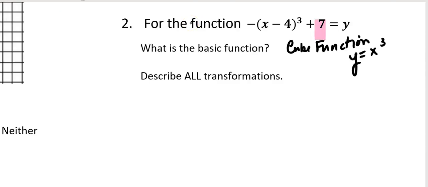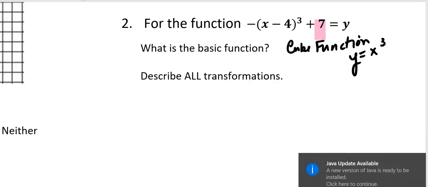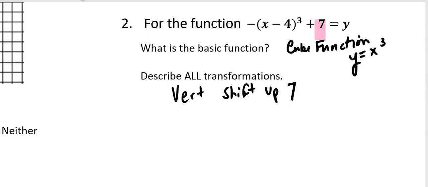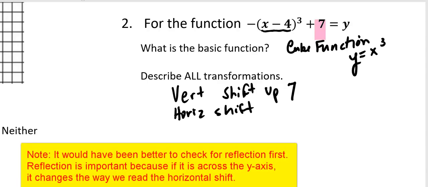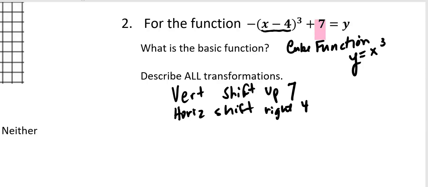So since it says +7, we know we're going to go up 7. Okay, next we're going to look at the expression, if there is one, with the x. If there's an expression, if it has a -4, we know it's going to be a horizontal shift. If it's a -4, it will go right 4. If it had been a +4, we'd go left 4. Okay? And then last, we're going to look right here.